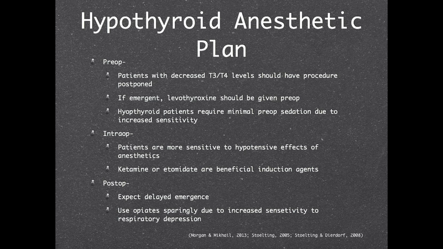Preoperatively, patients with hypothyroid that have decreased T3 and T4 levels should have the procedure postponed. If the procedure is emergent, levothyroxine should be given pre-op. Hypothyroid patients require minimal pre-op sedation due to increased sensitivity. Intraoperatively, patients are more sensitive to hypotensive effects of anesthetics. Ketamine or etomidate are beneficial induction agents. Postoperatively, expect delayed emergence, and make sure you use opiates sparingly due to increased sensitivity to respiratory depression.